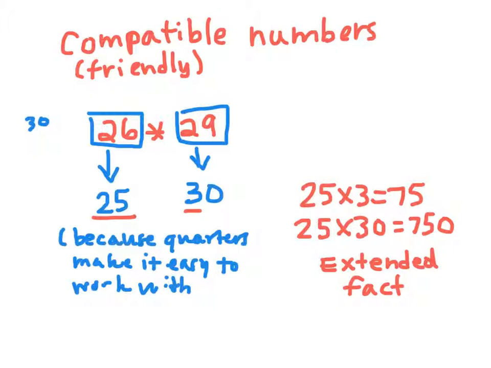Then when I look at my problem, I have 25 multiplied by 30. I should immediately observe that that 25 times 3 is basically 3 quarters, and if I have 3 quarters, I'm at 75 cents. So 25 times 3 gets me to 75, and then if I do my extended fact into 25 times 30, I should easily be able to tell that my estimate is 750 from that little calculation.